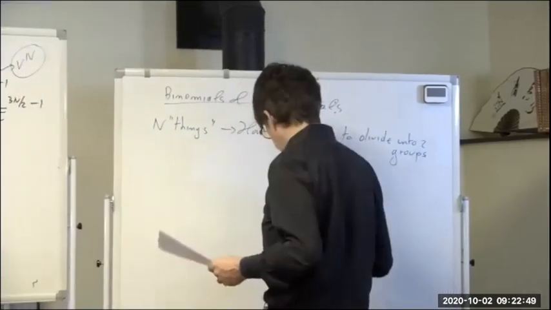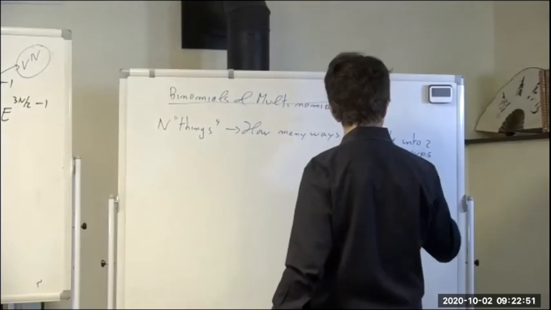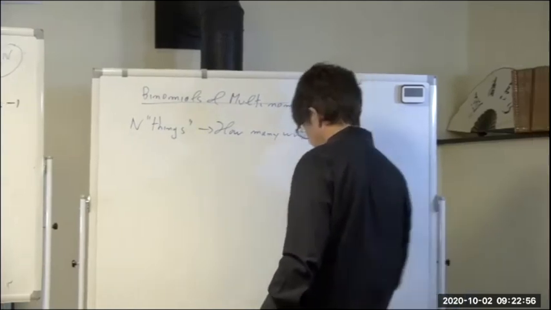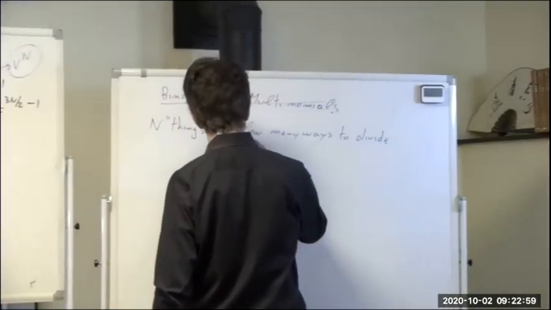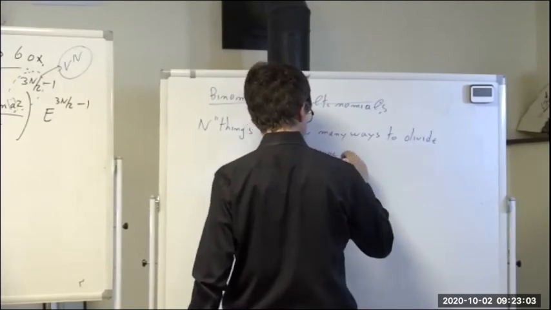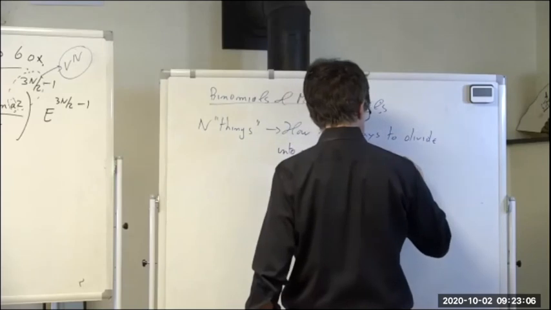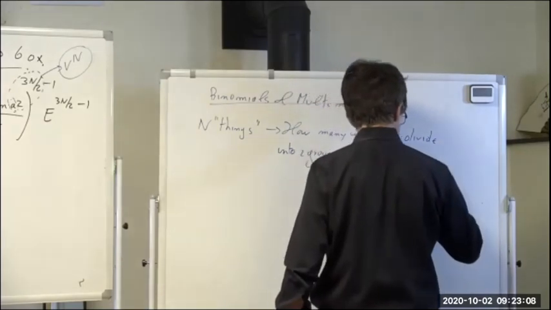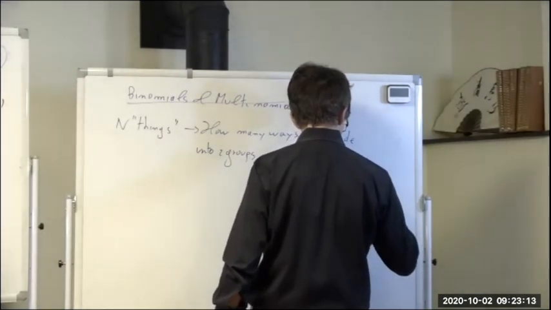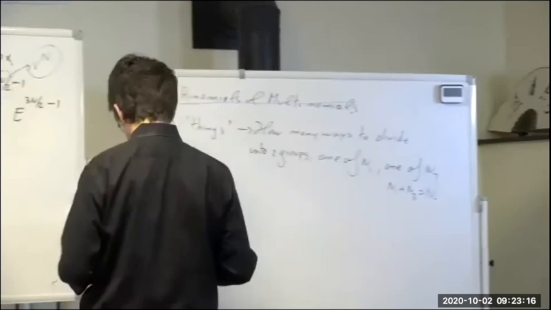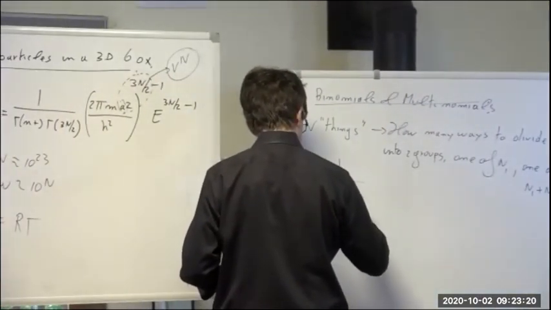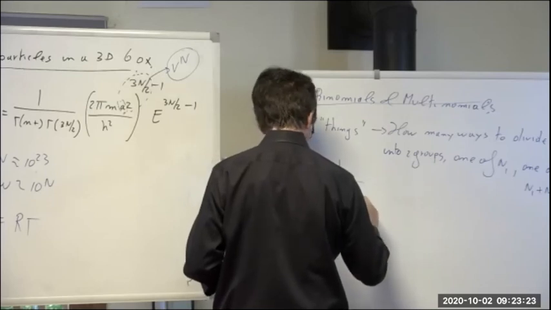Sorry, into two groups, one of n1 things and one of n2 things, right? Where n1 plus n2 equals n. And you know the answer to that, right? Or you wouldn't have gotten here. That's n factorial divided by n1 factorial divided by n2 factorial.